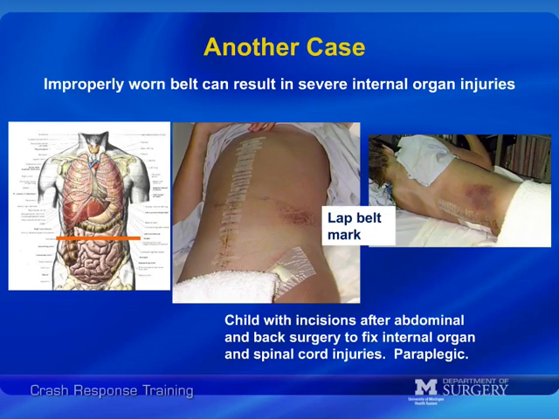Here's another case where you can see that an improperly worn belt has resulted in severe internal organ injuries. You can see the lap belt mark across the mid-abdomen. You can also see the long incision along the front of the abdomen, which is required to fix her multiple internal organ injuries. And you can also see the long incision along the back, which is necessary to fix her spinal cord injuries. She became paraplegic as a result of the injuries.